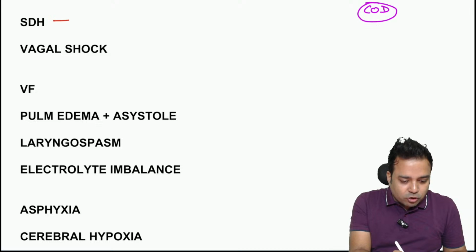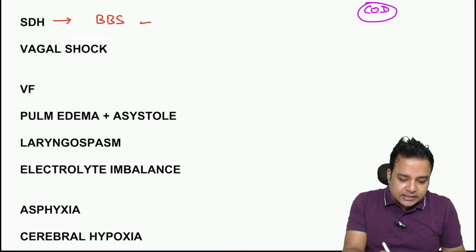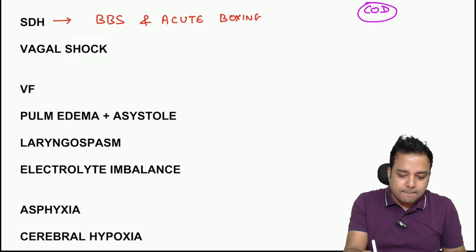SDH is the most common cause of death in battered baby syndrome, also called Caffey syndrome or shaken baby syndrome. And along with this, remember SDH is also the most common cause of death in acute boxing injury. Boxing injury.